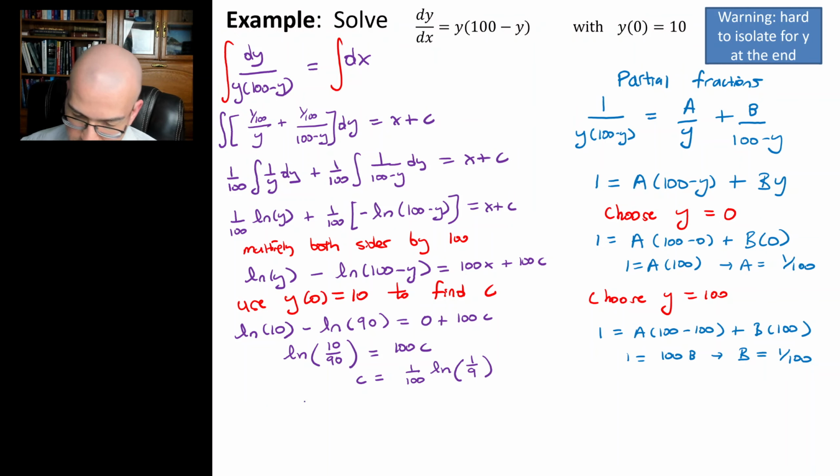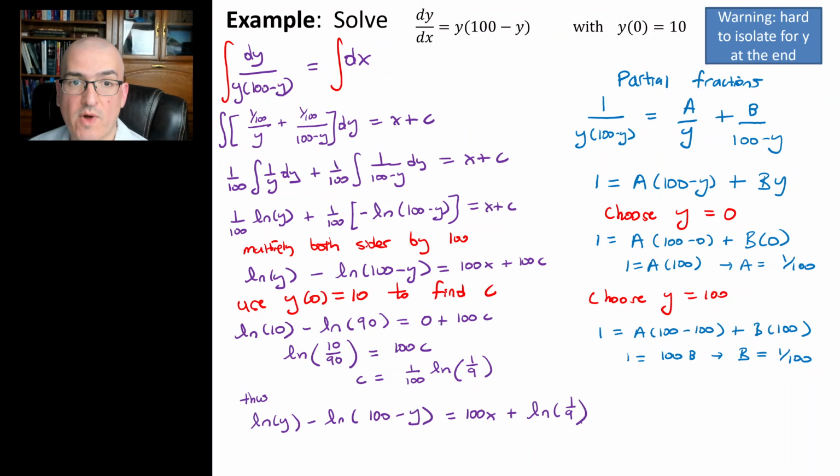So thus ln y minus the ln of 100 minus y is equal to 100x plus the ln of 1 over 9. So what happened there is we have a 100 times c, and c is equal to 1 over 100 times ln of 1 over 9, so the 100 and 1 over 100 cancel.